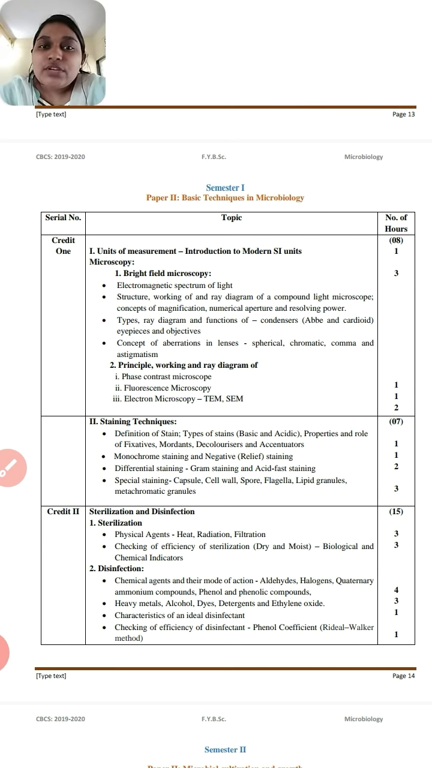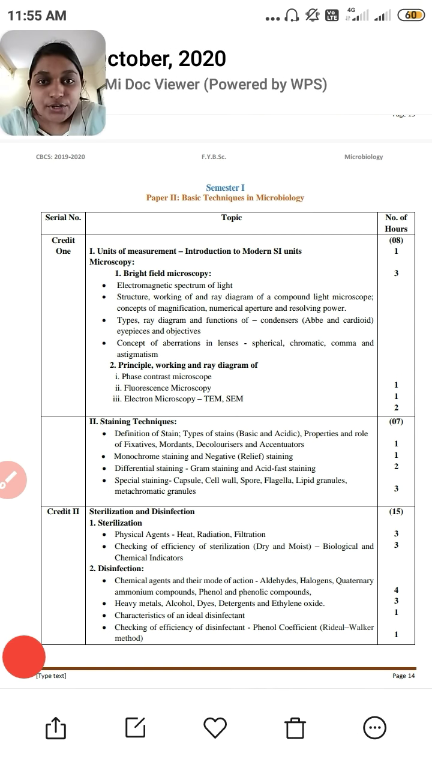Here fixatives are those which help to fix that particular substance to the slide, holding it in place. Then mordants are those which help to fix the dye into the microorganism. Then the third one is decolorizers. Decolorizers, in gram staining, are used to remove the stain. And the fourth one is accentuators.